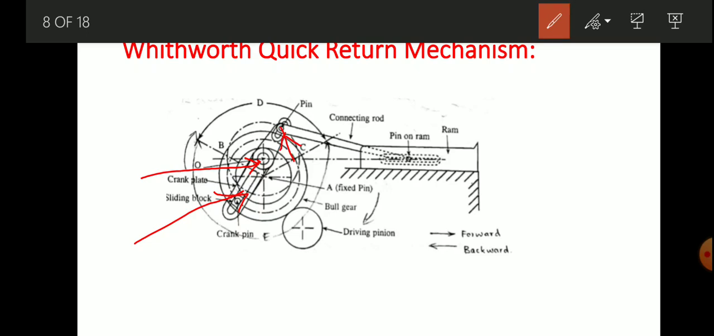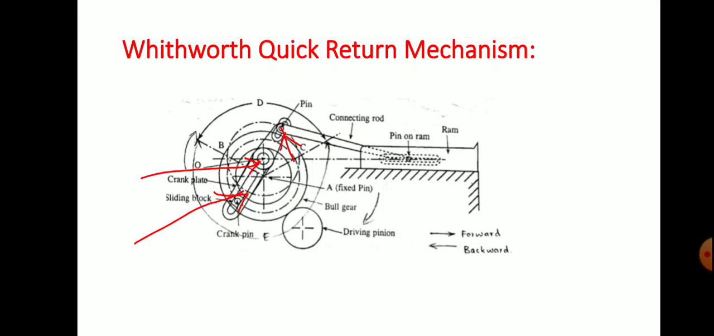When the bull gear rotates at a constant speed, the sliding block slides in the slot of the crank plate, causing it to rotate about point O. The rotary motion of the crank plate is converted into reciprocating motion of the ram by the connecting rod. So this was a simple explanation of the Whitworth quick return mechanism.